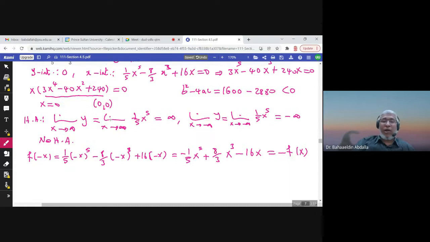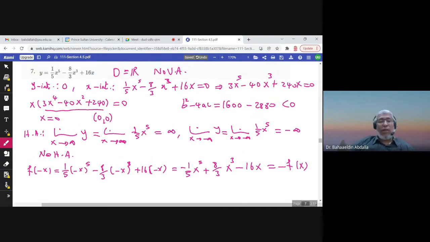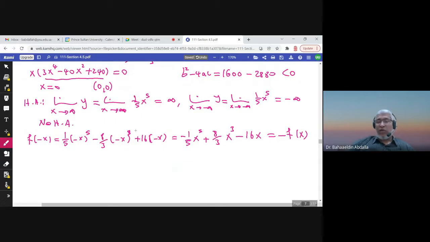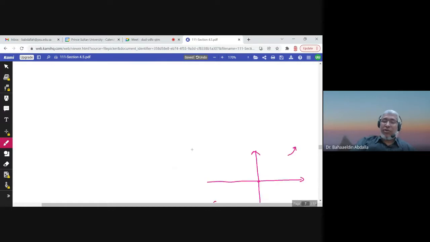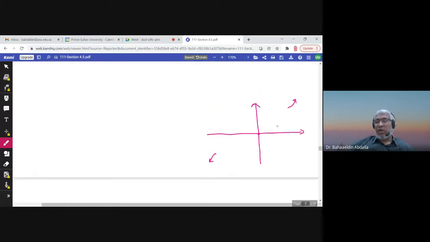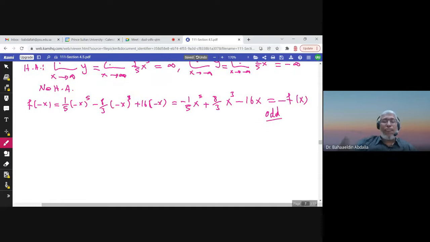If I multiply f of x or y by negative, I will get this one. So this function is odd, and the graph is symmetric about the origin. That's good. So if we have the graph in the first quadrant, we will know the graph in the third quadrant by symmetry. All right.